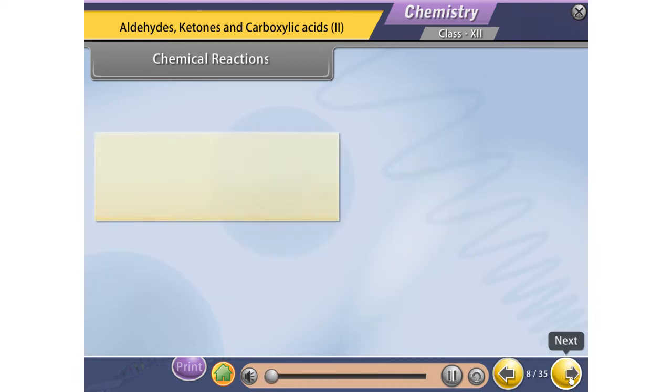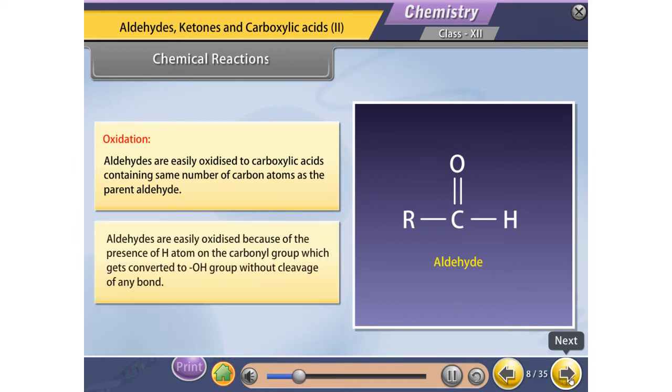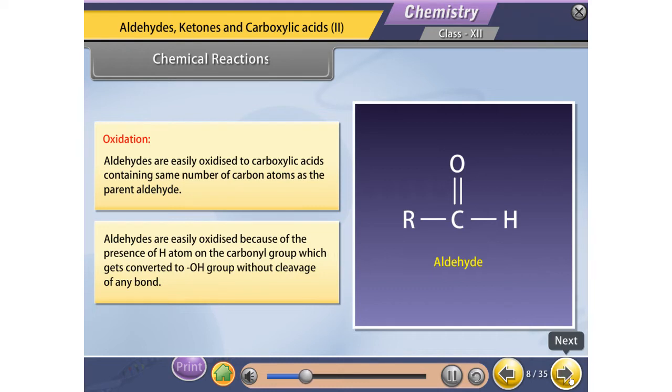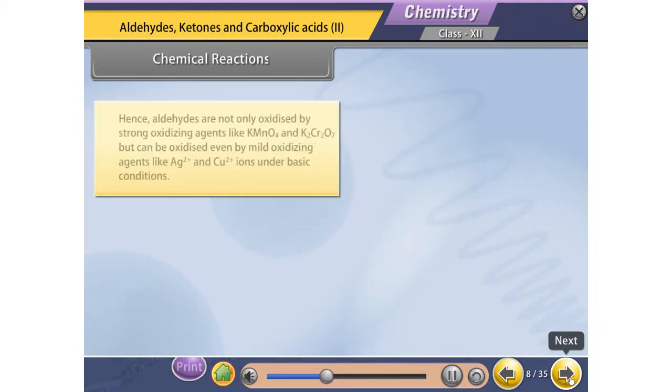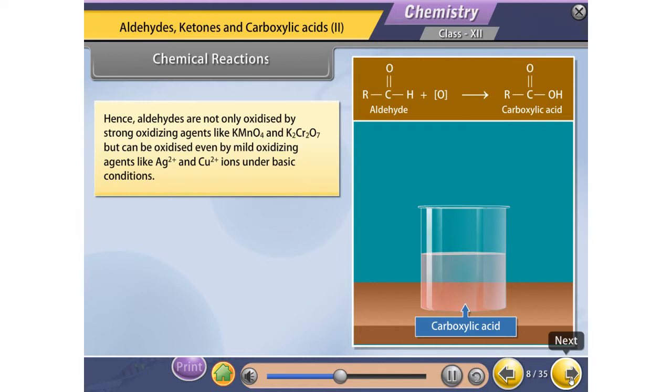Chemical reactions. Oxidation. Aldehydes are easily oxidized to carboxylic acids containing the same number of carbon atoms as the parent aldehyde. Aldehydes are easily oxidized because of the presence of a hydrogen atom on the carbonyl group, which gets converted to an OH group without cleavage of any bond. Hence, aldehydes are not only oxidized by strong oxidizing agents like potassium permanganate and potassium dichromate, but can be oxidized even by mild oxidizing agents like Ag+ and Cu2+ ions under basic conditions.